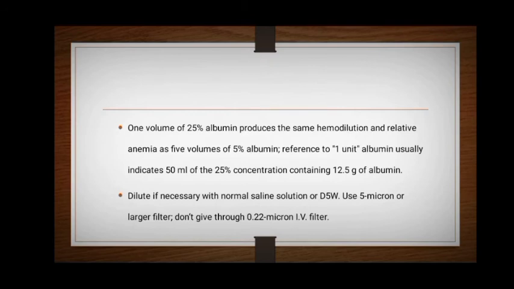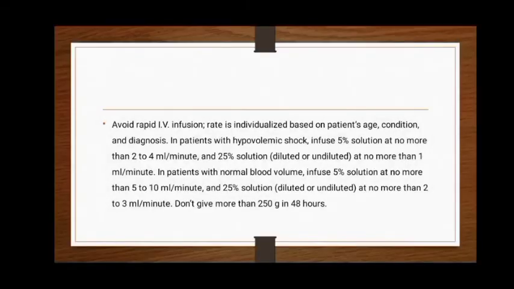1 volume of 25% albumin produces the same hemodilution and relative anemia as 5 volumes of 5% albumin. Reference to 1 unit of albumin usually indicates 50 ml of the 25% concentration containing 12.5 grams of albumin. Dilute if necessary with normal saline solution or D5W. Use a 5 micron or larger filter. Don't give through a 0.22 micron IV filter. Avoid rapid infusion. Rate is individualized based on patient's age, condition, and diagnosis.